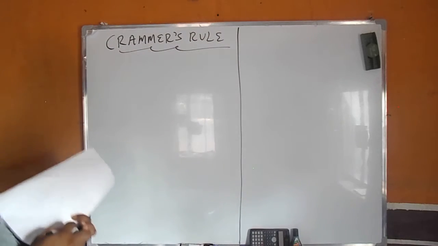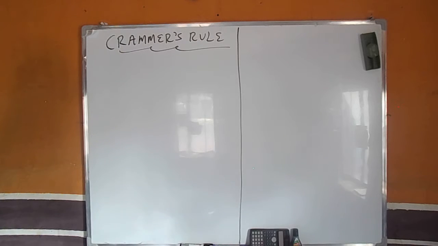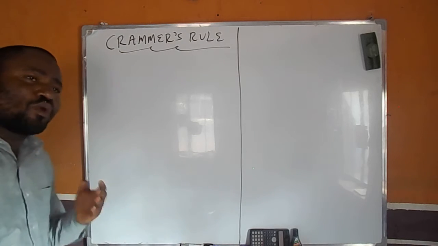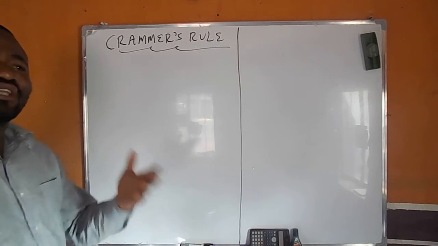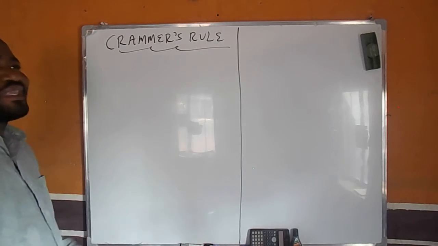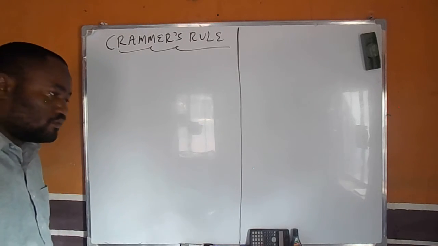We'll be looking at Cramer's rule. In Cramer's rule, this is when you are solving a linear equation using determinants. Then we say that you are invoking what you know as Cramer's rule. How do we use determinants to solve linear equations?